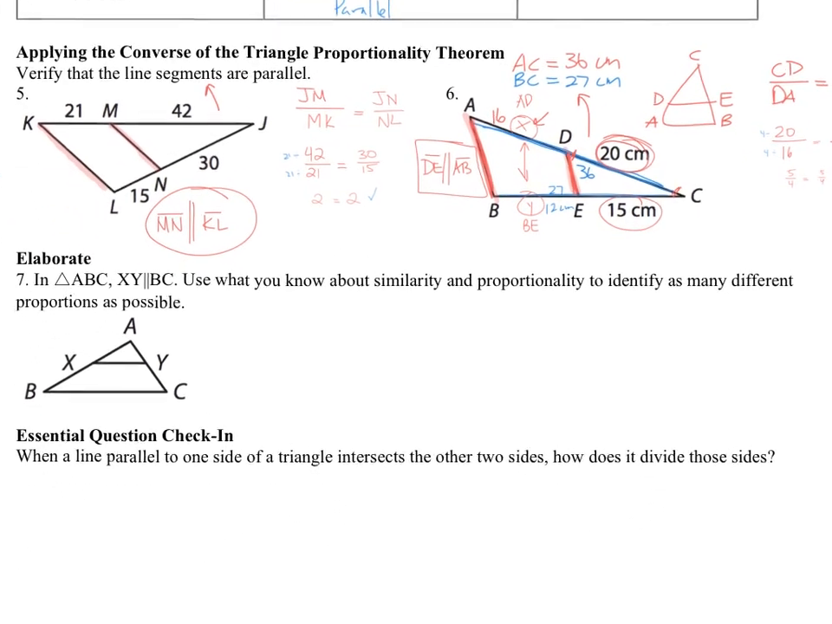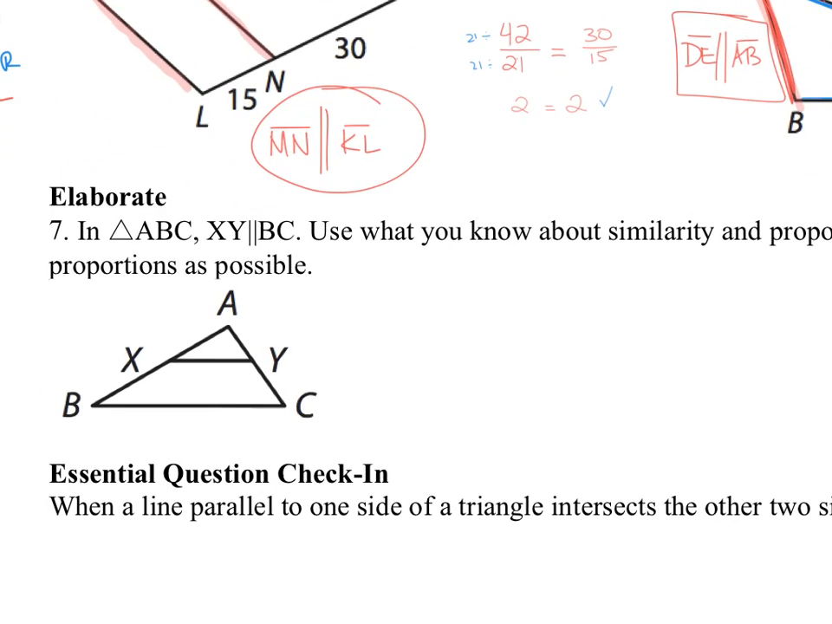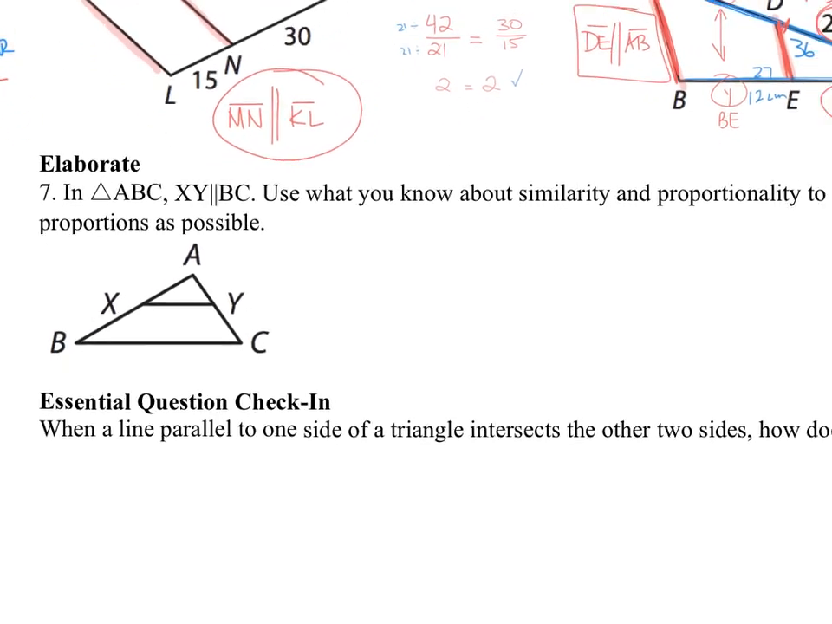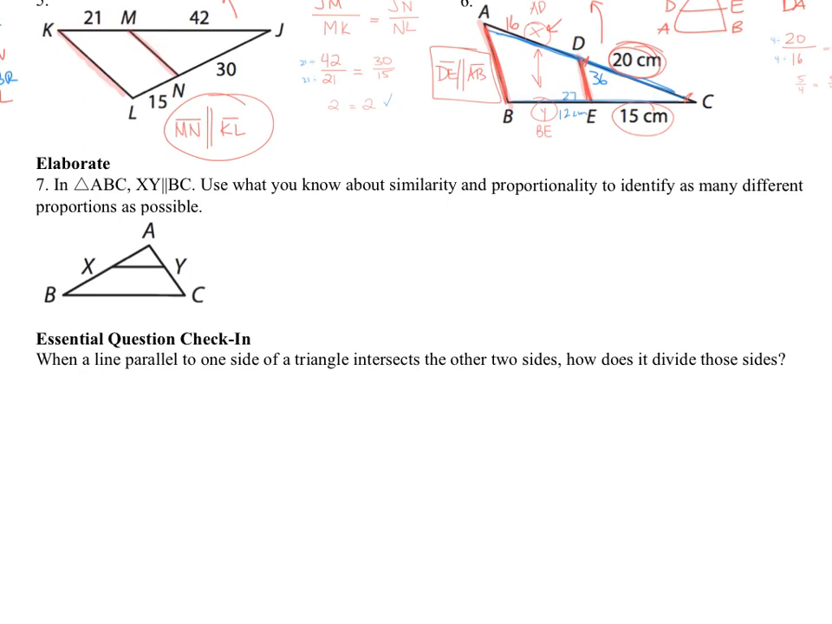So number 7, it says in triangle ABC, XY is parallel to BC. Use what you know about similarity and proportionality to now identify as many different proportions as possible. So there should be quite a few of them that you know. I'm going to let you fill that out and see what you can do from there. And then I'll check with you guys next time we meet.